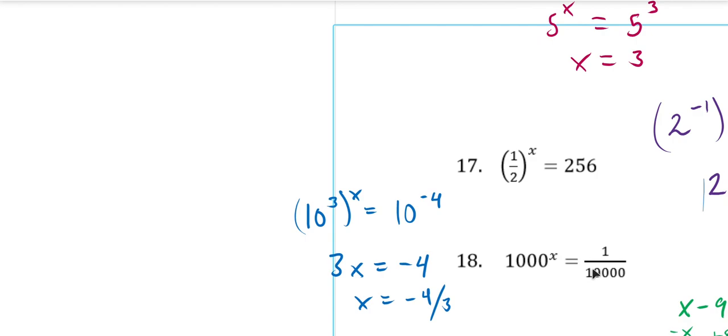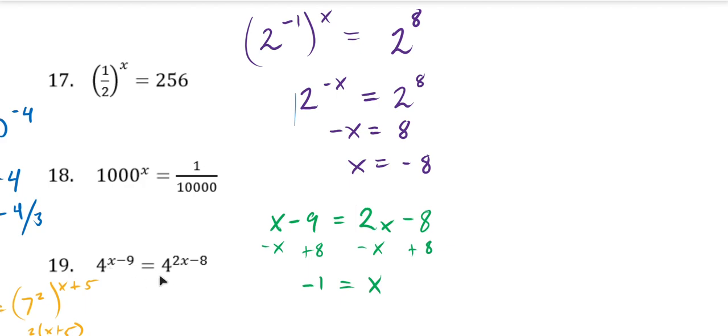18 has a similar trick. We want to rewrite 1/10,000th as 10 to the minus 4, and 1,000 as 10 to the third. Then we have that 10 to the 3x must be equal to 10 to the minus 4, and so 3x must be equal to minus 4. That gives us a value of x equal to minus 4/3.